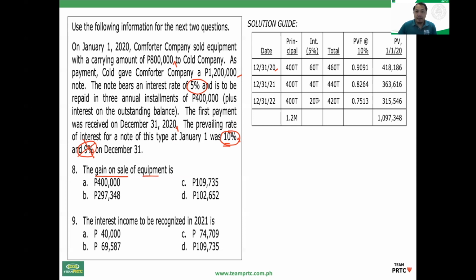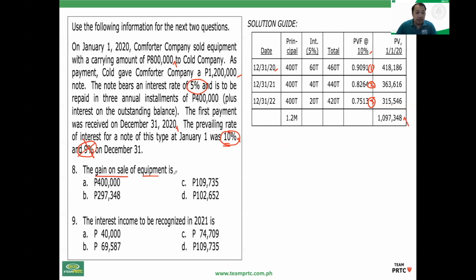Because the interest changes, the total cash flows change. They are unequal cash flows, so we can't use an annuity. That's why we used present value of 1 at 10% for 1, 2, 3 periods: after 1 year, 2 years, 3 years. As of January 1, 2020, at the time of sale, this is the present value of the cash flows. Again, the concept is that the 5% is unrealistic. So this 1.2 million is not all principal. Only this is the principal, and the difference is additional interest.